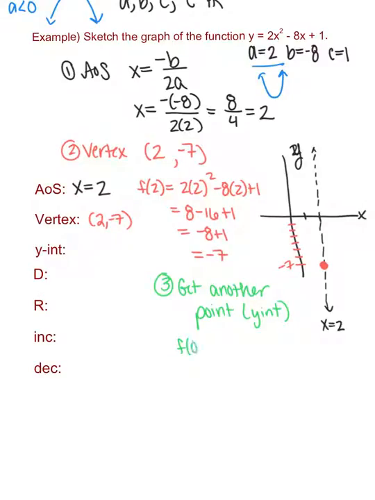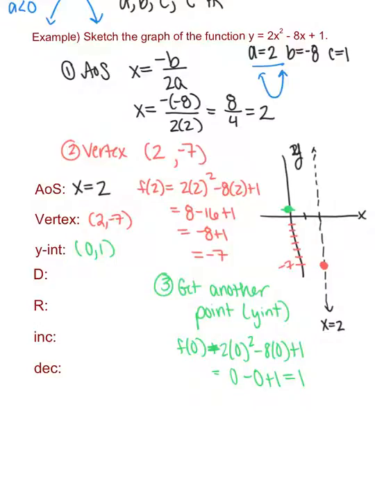Notice the first term is going to end up canceling out. Oops, I need to put an equal sign here. Equals 2 times 0 squared minus 8 times 0 plus 1. So I have 0 minus 0 plus 1, giving me 1. So my y-intercept is 0, 1.